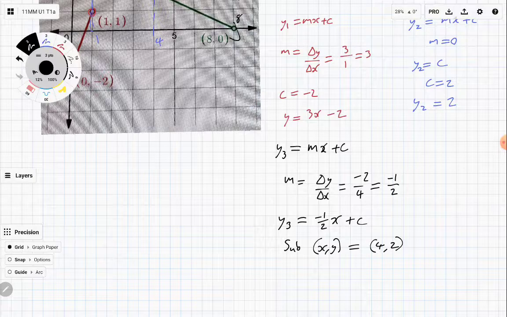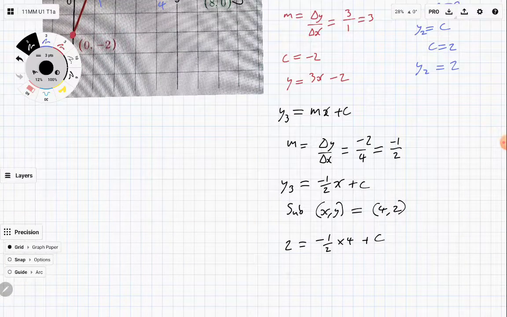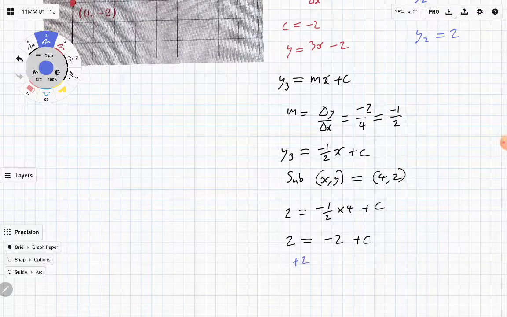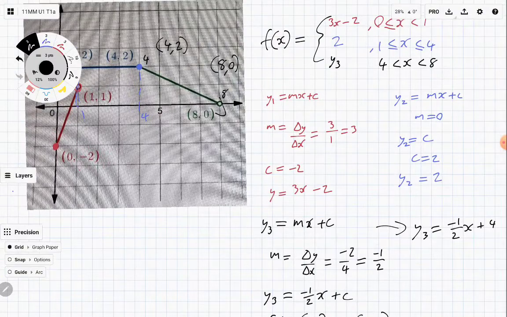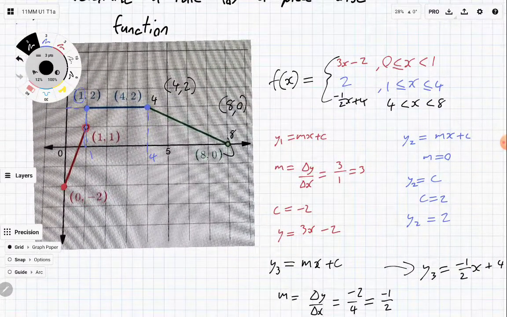So replace y with 2. That's 2 on the left-hand side. And replace x with 4. Negative a half times 4 is negative 2, so we get 2 is equal to negative 2 plus c. Add 2 to both sides, and we get 4. C must be equal to 4, therefore y3 must be equal to negative a half x plus 4, and we can pop that into the last one, negative a half x plus 4. And that is the equation of our function.